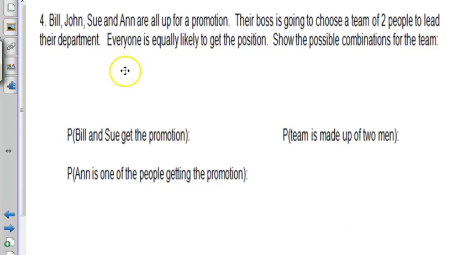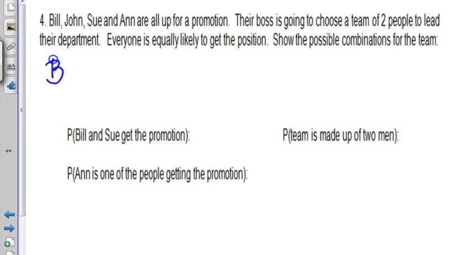Bill, John, Sue, and Ann are up for promotion. Their boss is going to pick a team of 2 people to lead their department. Everyone's equally likely to get the position. Show the possible combinations for the team. We'll list them by first letter.